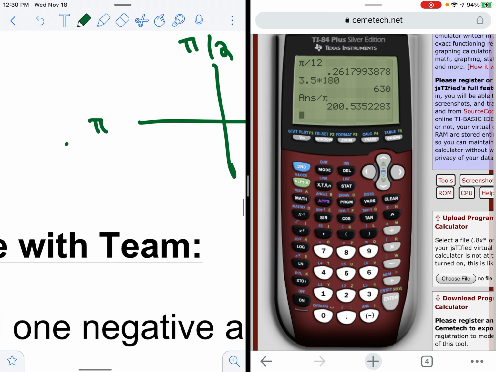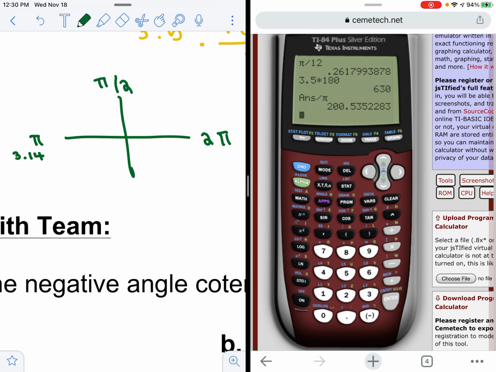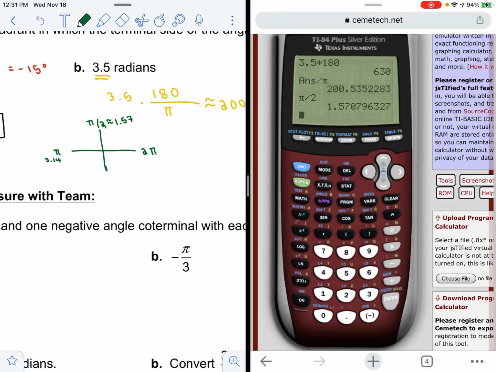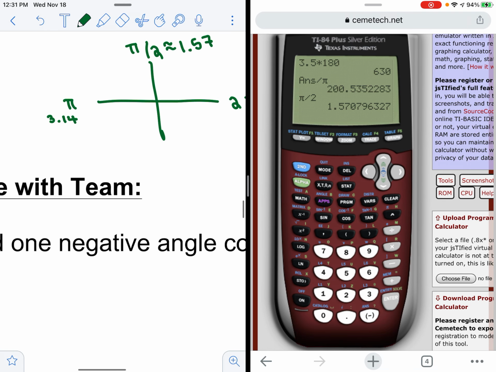So if we know that pi is 3.14, and I said, what is pi over 2? How many radians is that? Just use your calculator or take half of 3.14. You're getting that this is approximately 1.57 radians. So if I said, what is 3.5 radians? Well, it's more than pi because pi is 3.14. The question is, do I get into quadrant 4?